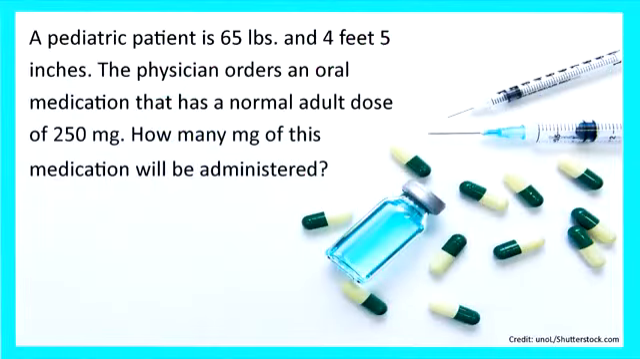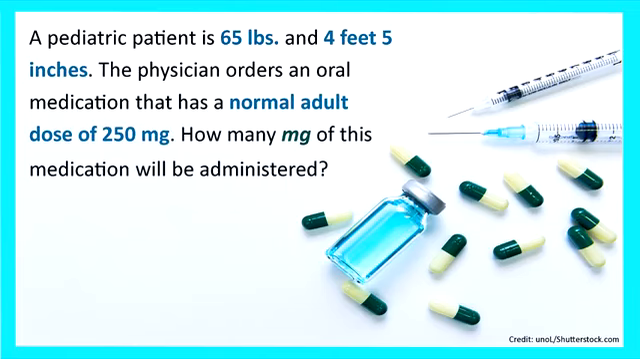Our next problem says a pediatric patient is 65 pounds and 4 feet 5 inches. The physician orders an oral medication that has a normal adult dose of 250 milligrams. How many milligrams of this medication will be administered? So again, to solve this problem, we need to pick out that important information. And this problem wants to know how many milligrams of this medication will be administered. And notice in this scenario, it gave you the normal adult dose of that particular medication. So we know we're going to be using that formula that helps us calculate that child's dose.